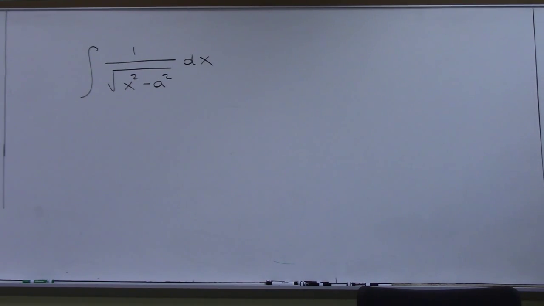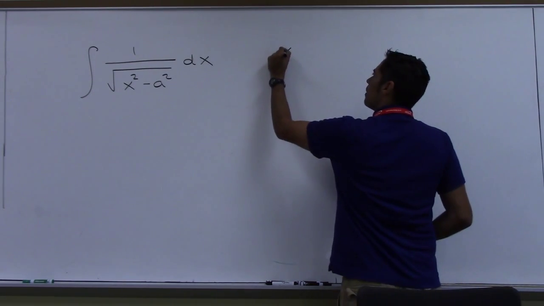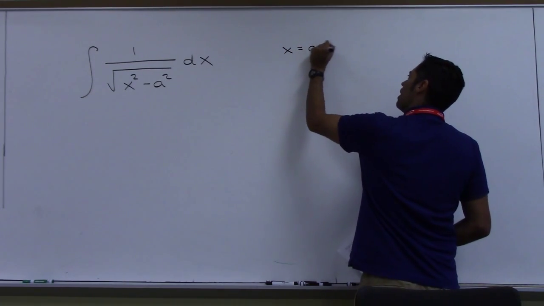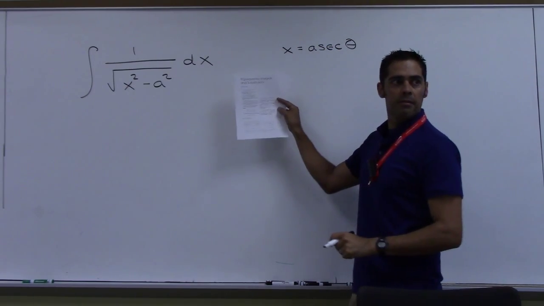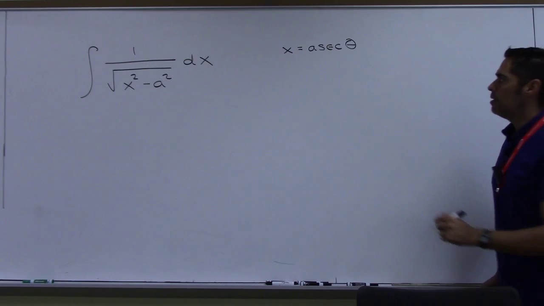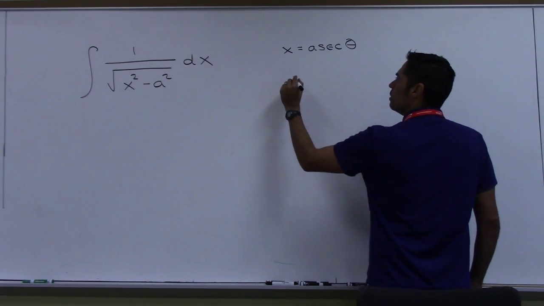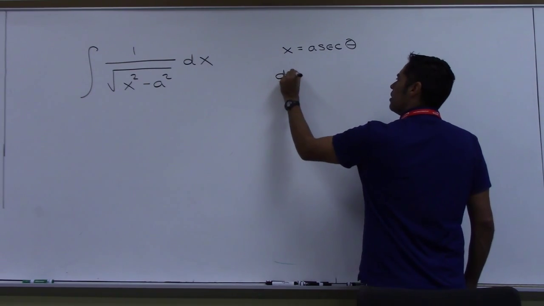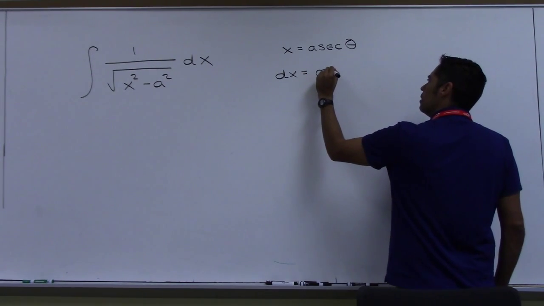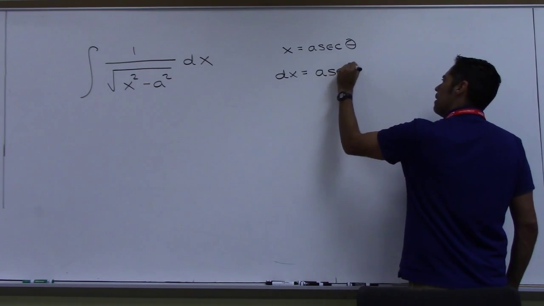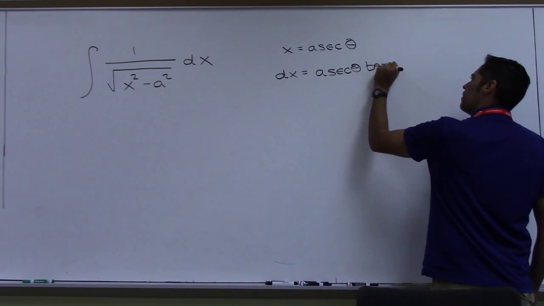Whoever wants to go first. Go ahead, Kieran. X is going to be a secant theta. The substitution. Okay, everyone see that off of the formula sheet? Keep going. What do you want me to do now? Now dx equals a secant theta tangent theta d theta.